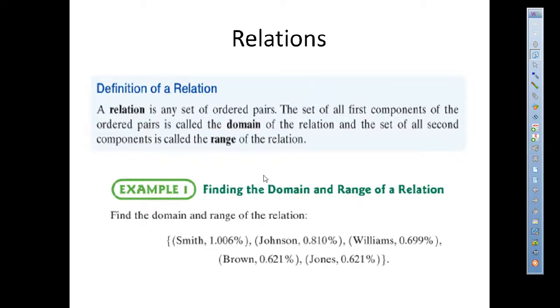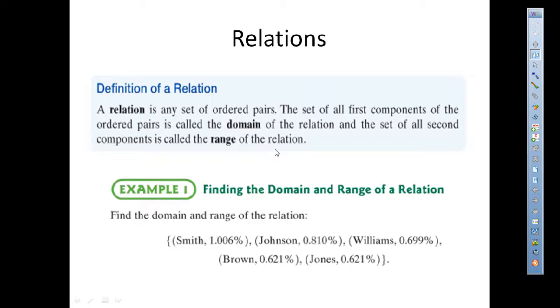All right, now a relation, this is review as well, but this is very important and you need to make sure that you get it. A relation is any set of ordered pairs. The set of all first components of the ordered pair is called the domain of that relation, and the set of all second components is called the range of the relation.